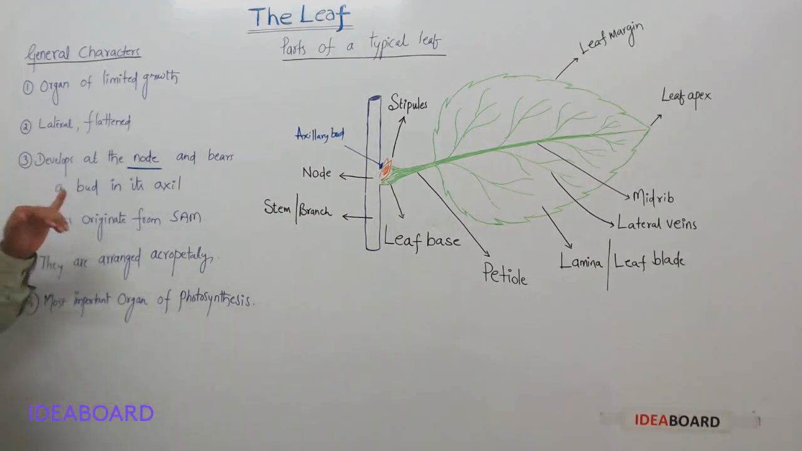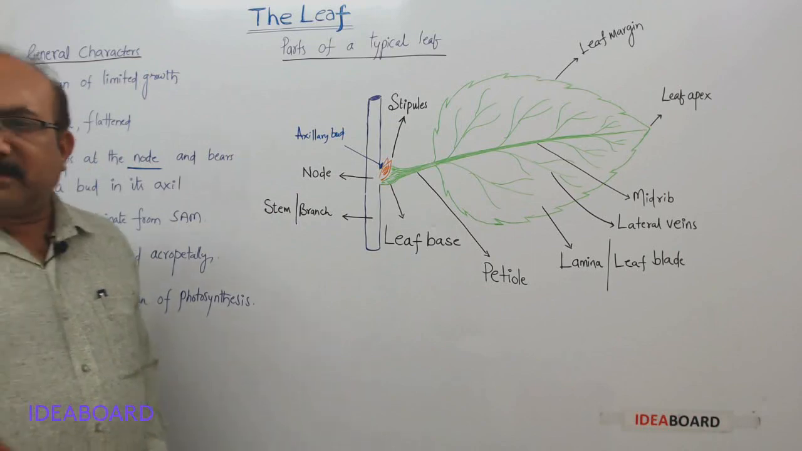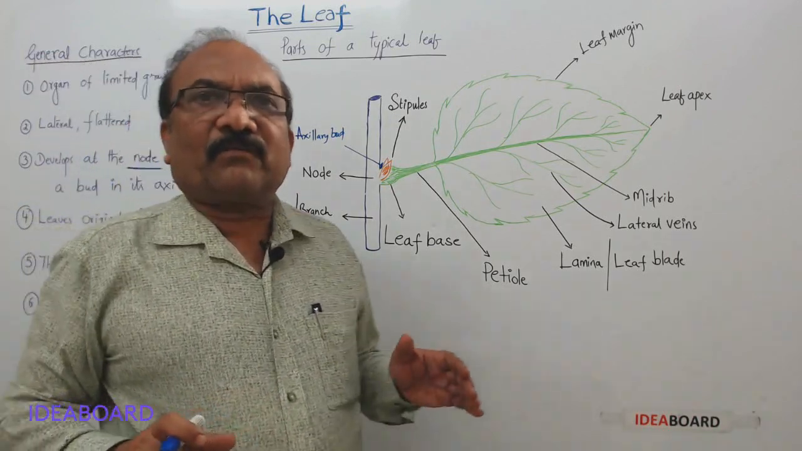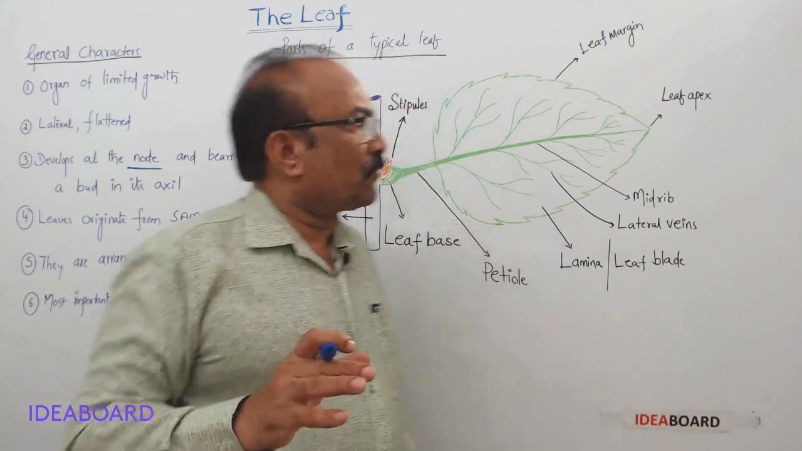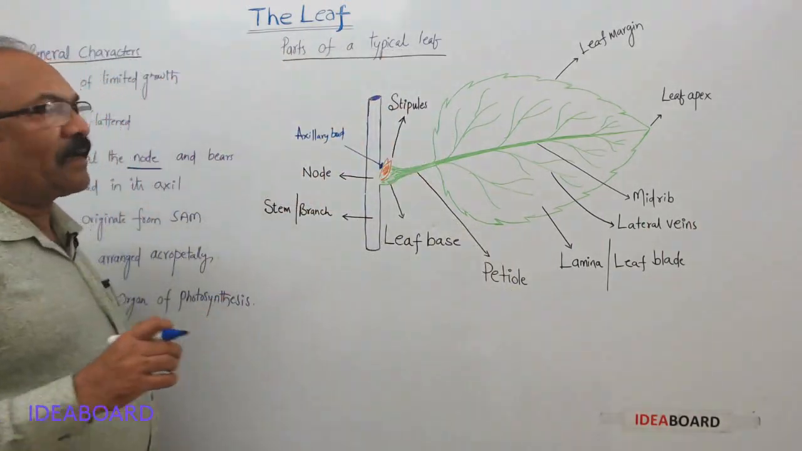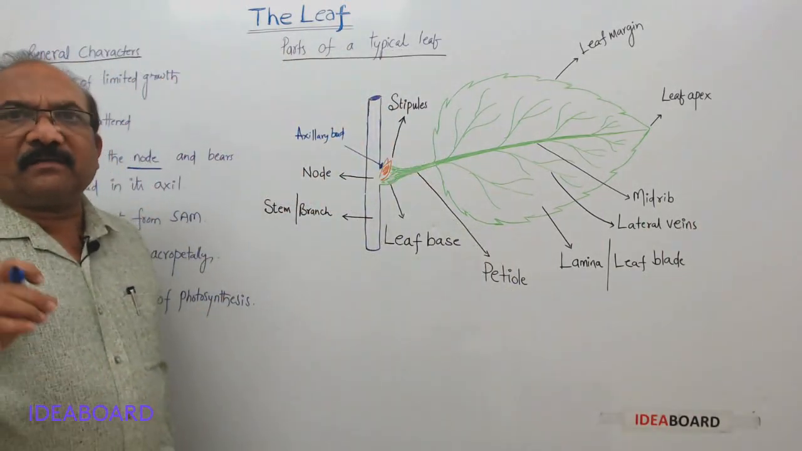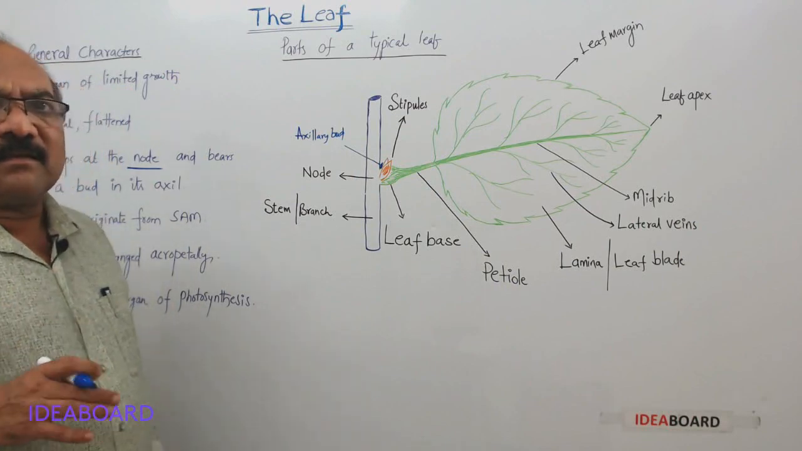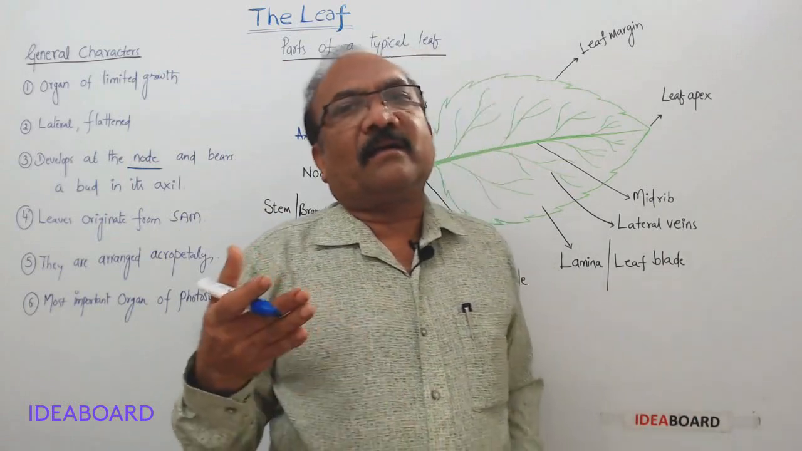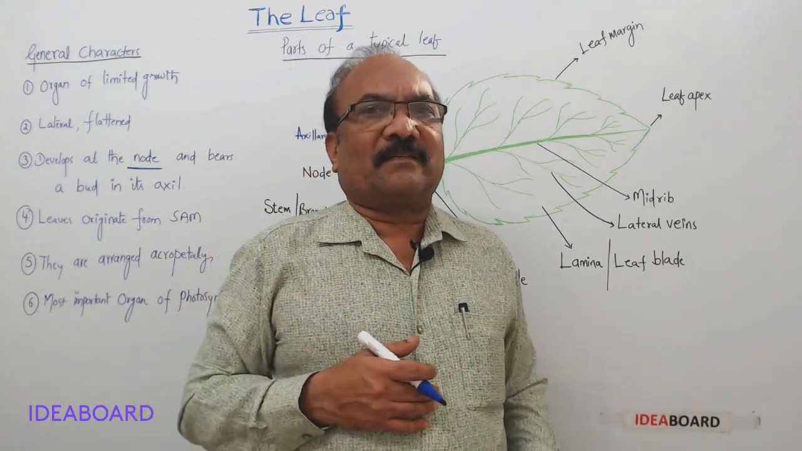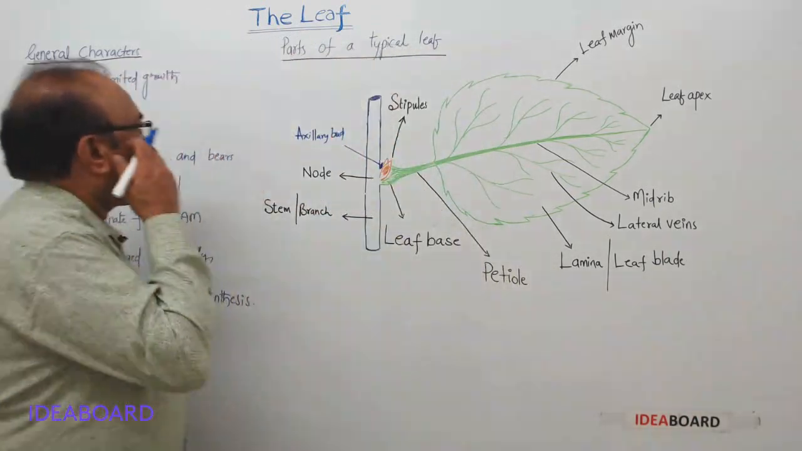Of course, this axillary bud will later grow into a branch. That is the normal function of the axillary bud. But during the reproductive phase, the same axillary bud may produce a flower or an inflorescence. So that's what you have to understand.